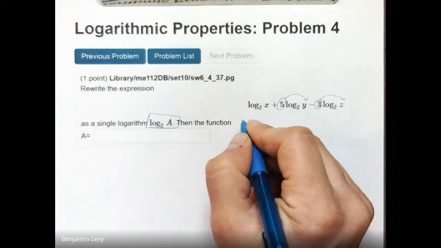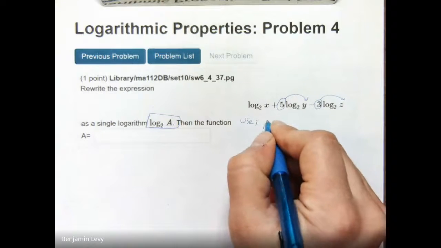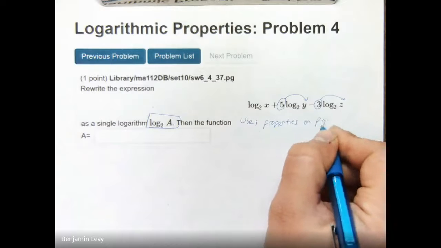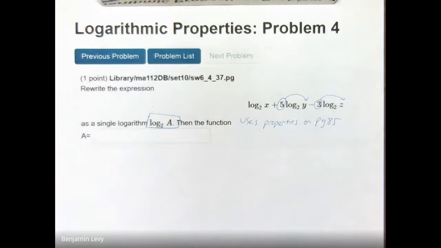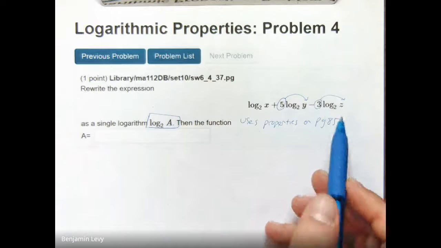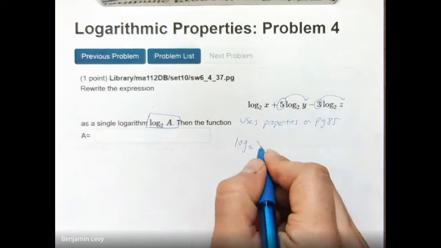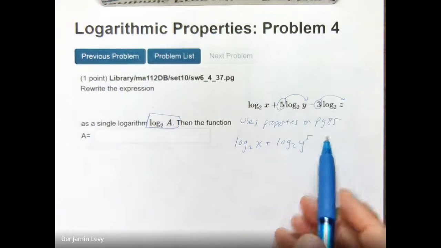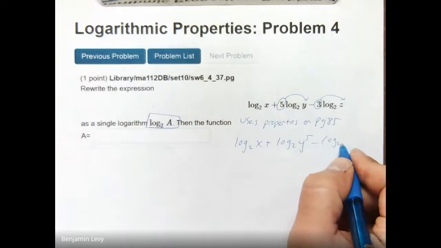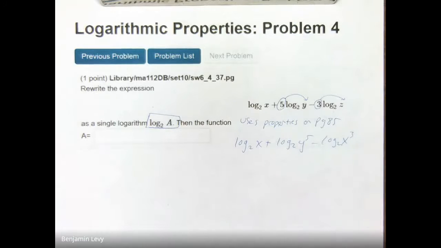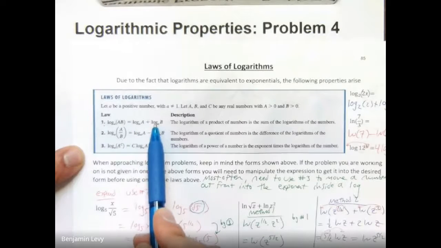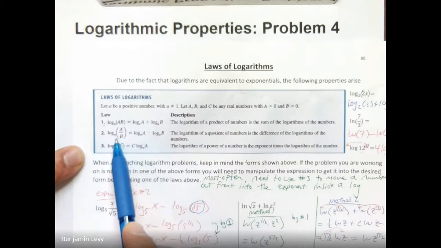So I'll just make a note, this uses properties on page 85. And first we're going to bring the 5 and the 3 inside the logs like this. It goes into the exponent there, and the other one goes into the exponent here. And the reason you need to do that is because all these properties that we want to use on the top here, like in a second, we will have things being added that we'll want to combine, and we have things being subtracted that we want to combine.